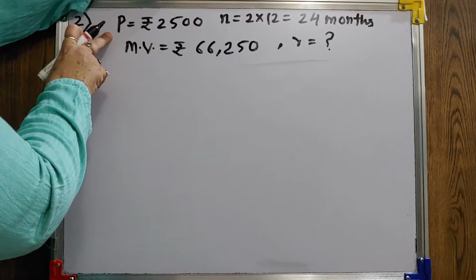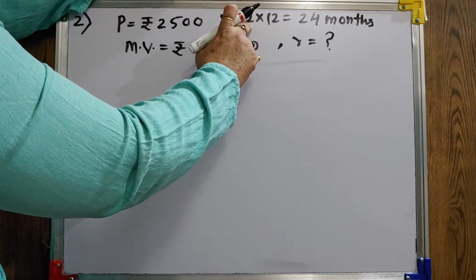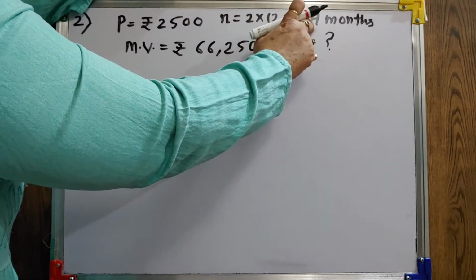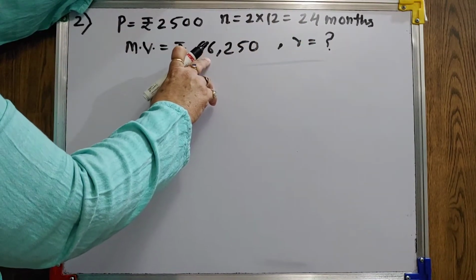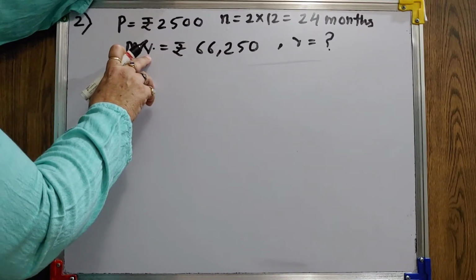Students, next one. Suppose I am depositing 2,500. So my monthly installment P will be 2,500 for 2 years. So 2 into 12 is 24 months. I am getting 66,250 at the time of maturity. So that is my maturity value.